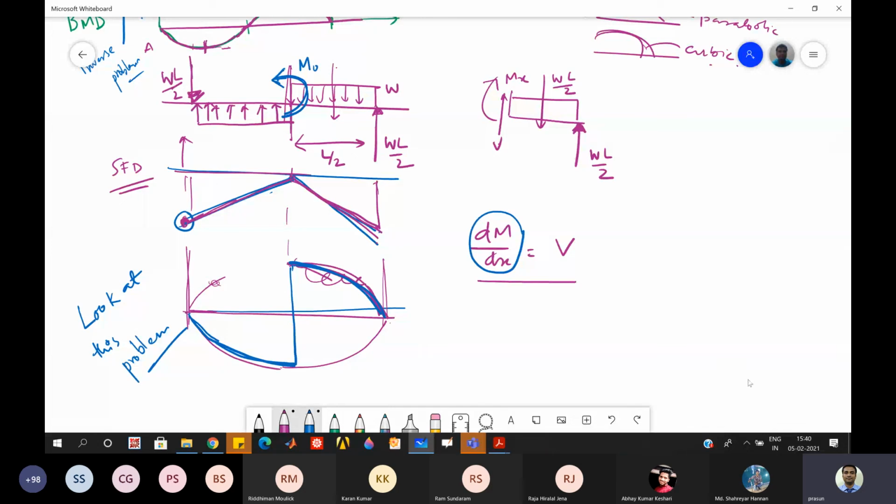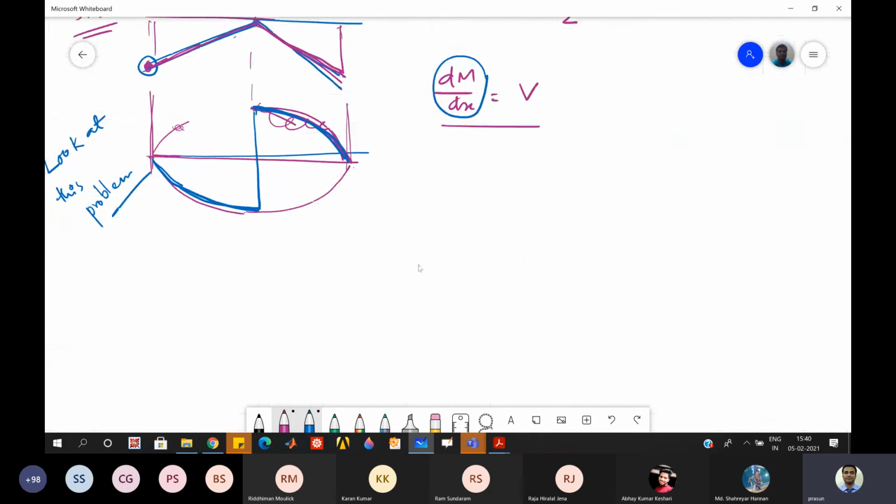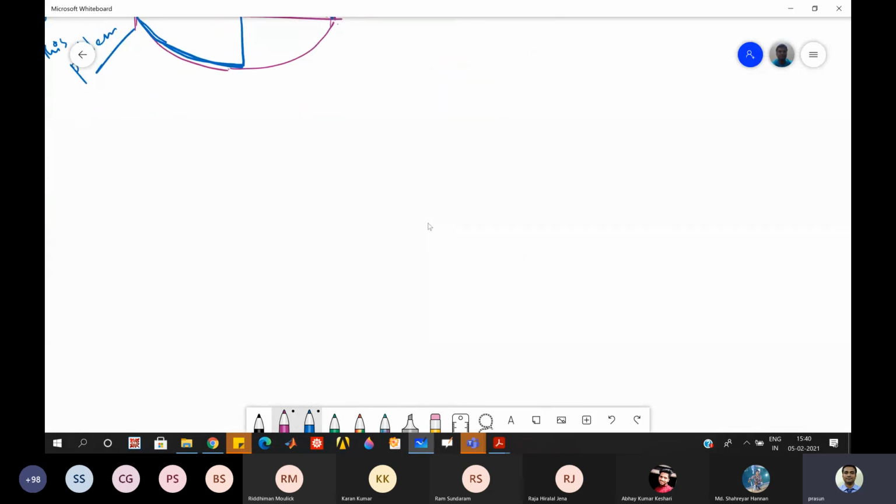All right. I think we have done quite a bit on SFD and BMD. So one important thing I'll just try to mention here. Sometimes people make mistakes. Many times we say that if there is a distributed load, for example, if I just tell you that this is the beam load, and this is a cantilever beam, let us say, and this is W0 per unit length, and let us say this is L.